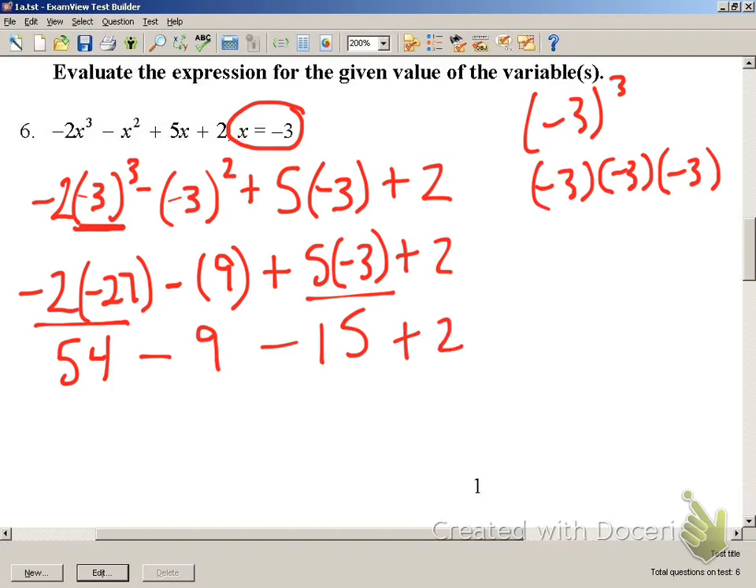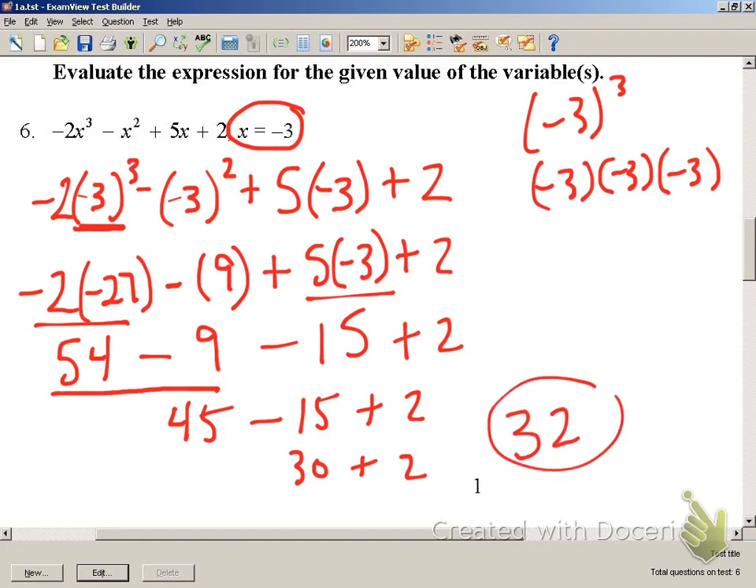And then we go addition and subtraction left to right. So I'm just going to keep walking. 54 minus 9. I'm going to do those first. So that's 45 minus 15 plus 2. Then I'm going to subtract. 45 minus 15 gives me 30. Plus 2, 32 is my solution. So that's your startup for this first week.